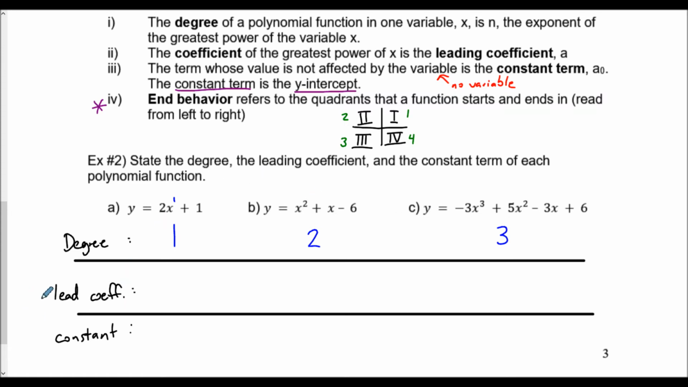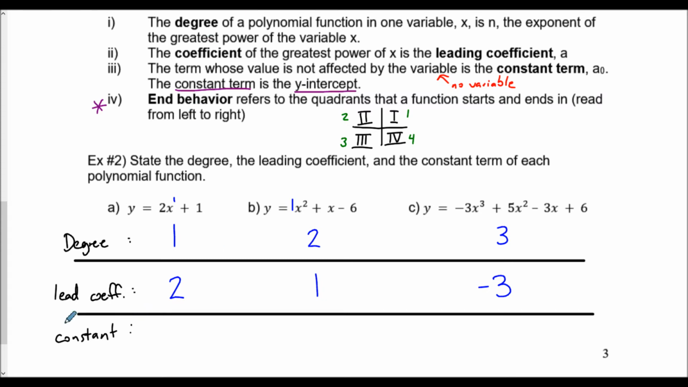The leading coefficient is whichever coefficient is in front of that greatest power of x. So whatever number is in front of the term that has that degree is known as the leading coefficient. In this one, it's the number 2. In this one, it's the number 1, because even though it's not stated, there is a 1 there. And in this one, it's the -3. The entire coefficient in front of that variable.